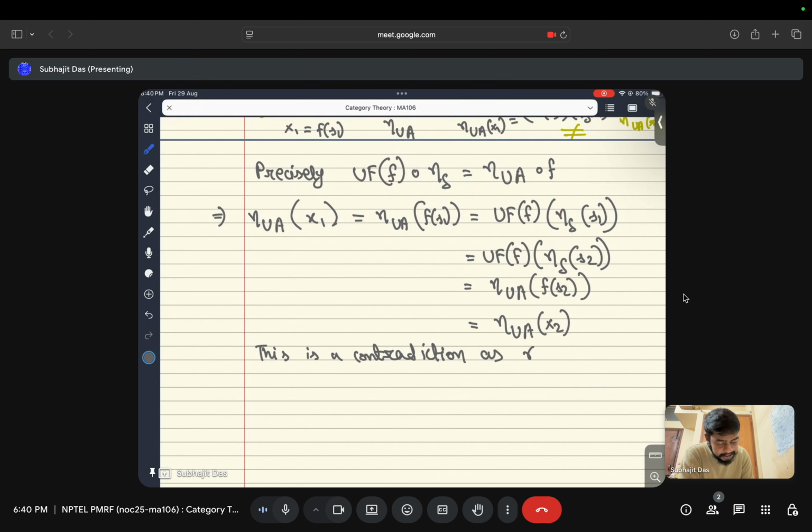As eta at UA is, let's write it properly, from UA into UF UA. Oh, yeah, as eta at UA from UA into UF UA was injective and x1 is not equal to x2. Right? Those were two distinct elements we chose.